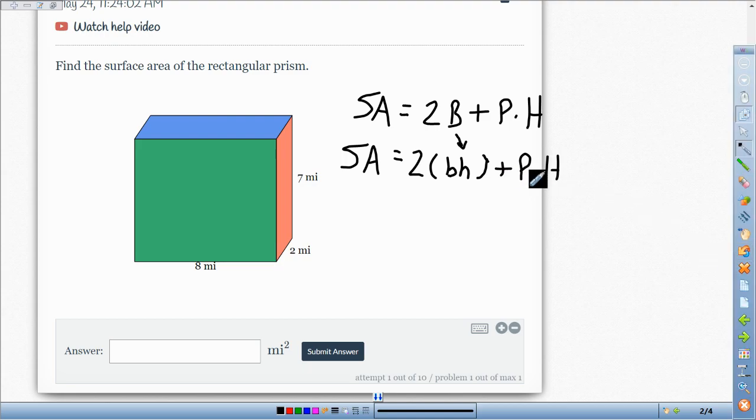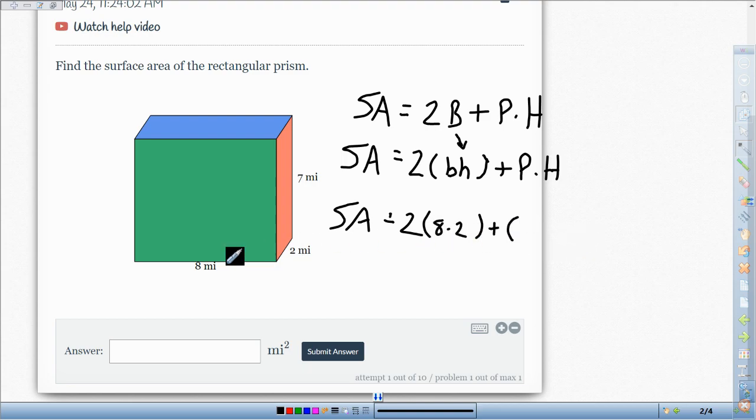Now we can start plugging in our numbers here. So surface area equals 2 times, the base and the height of the rectangle are 8 and 2. So 8 times 2, plus the perimeter of the rectangle. Rectangles have 4 sides. We need to add all 4 sides of this thing, which would be an 8, a 2, another 8, and another 2. And then times the height of the whole prism, going up there, 7.